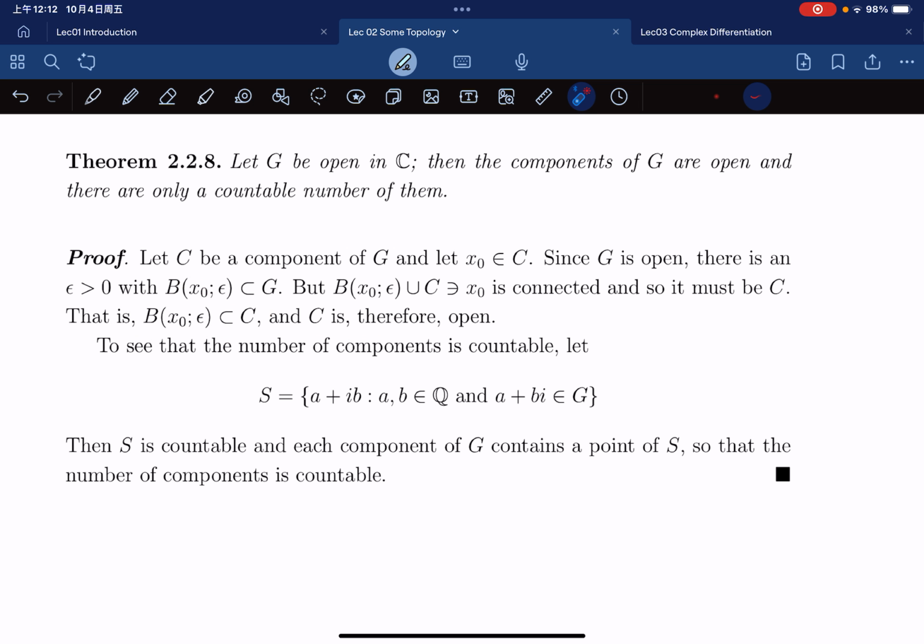And the number of components is countable because if we consider all the rational points on the complex plane intersected with G, this is the set S of all complex numbers a plus bi such that a and b are rationals and they lie in G. Well, S is countable. Each component of G also contains a point of S, so the number of components is countable.